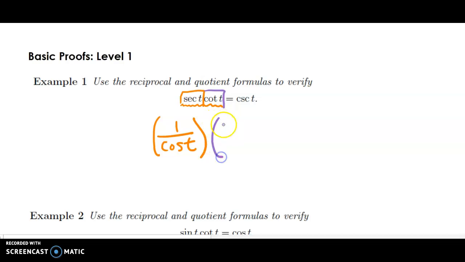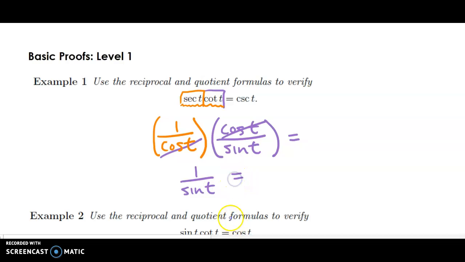Cotangent, we decided to rewrite that as cosine of t over sine of t. That's one of our ratio identities. I notice now that my cosine of t is going to cancel out with my cosine of t, and so I am left with 1 over sine of t. 1 over sine of t is cosecant of t, which is equal to cosecant of t. We've proven that secant of t times cotangent of t is equal to cosecant of t.